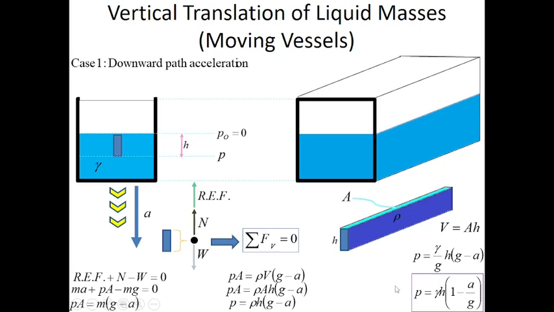So, therefore, the pressure equals, we can separate the denominator. We can write P equals specific weight times height times 1 over G times G minus A. So we separated the over G. 1 over G times G is 1, and 1 over G times A is A over G. That is how the result came about. So that is the formula we will use when solving problems.